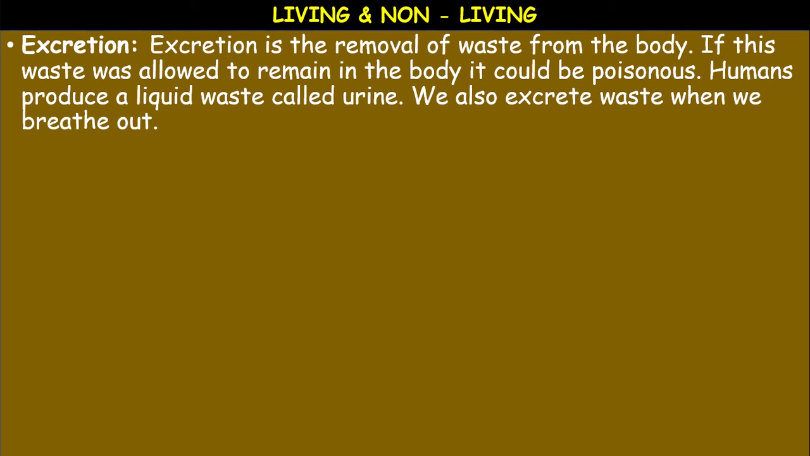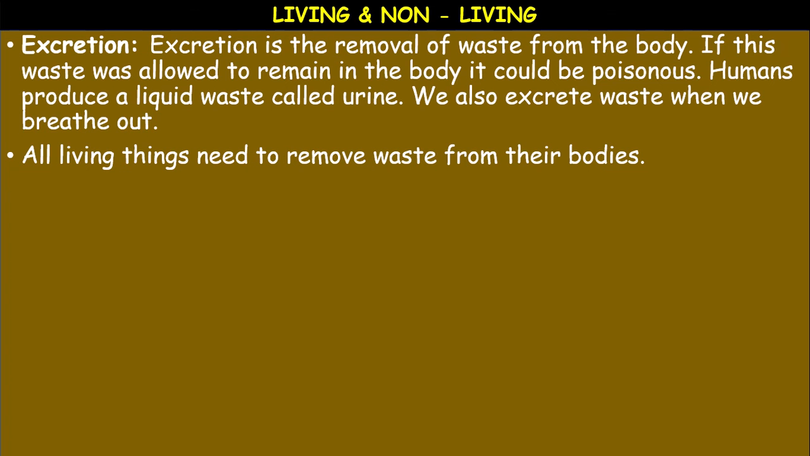Kidneys. We also excrete waste when we breathe out. What is our breathing organ? Lungs. We breathe out which air? Carbon dioxide. It is not of any use. Anything which is not useful will be eliminated from the body. That process of elimination of waste materials is called excretion. Excretion is also an important characteristic feature of living things.